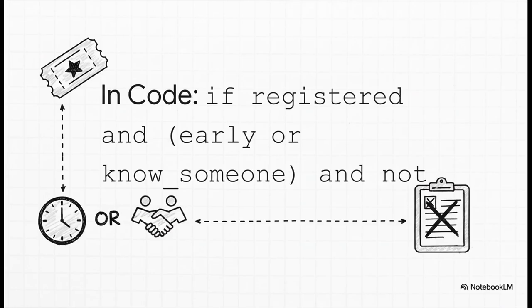And what's so cool is that all of that logic, all of those rules, can be translated into this one clean line of code. The computer checks, is registered true? And is the condition early or know someone true? And is not banned true? All three of those chunks have to come back as true for you to get in.